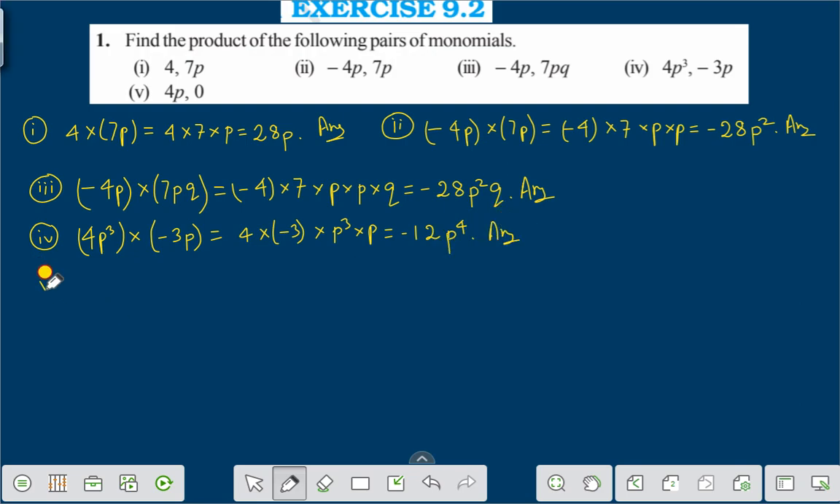Question number 5. 4p into 0, that can be written as, first multiply the number 4 into 0 into p. We are getting the value 0, and that is the answer. In this way we will find the various multiplication, right?